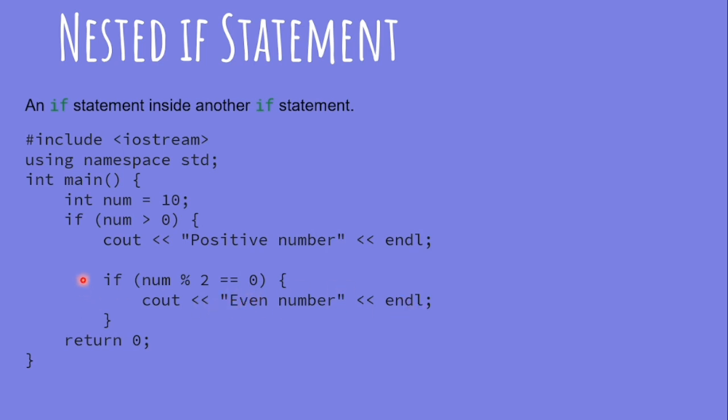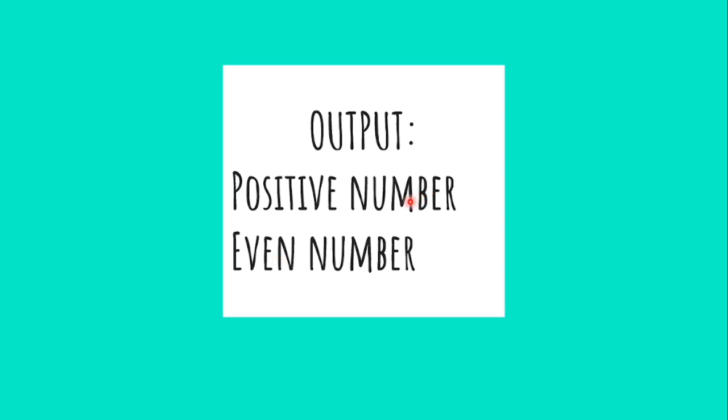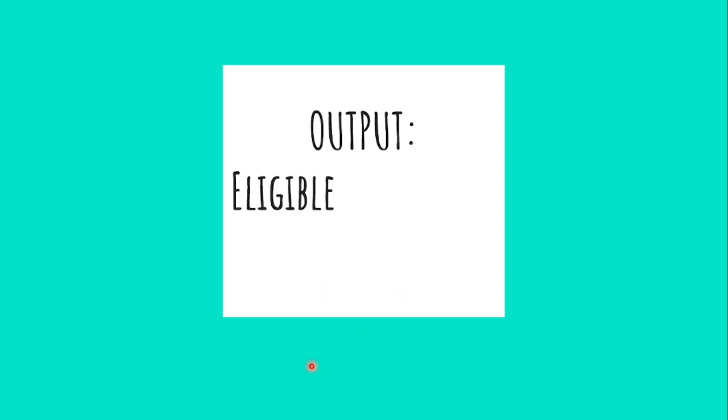In a nested if, the if statement has another if statement inside the if condition. We know that the number is greater than 0, that is a positive number. After this condition is satisfied, we move to another if condition, that is num modulus 2 equal to 0. It means if the modulus of the number 10 with 2 is equal to 0, then this statement should be printed. We know that 10 modulus 2 gives a remainder of 0. So even number is printed here, and the inner if statement is printed on the screen, and the outer if statement is also printed. If you see there, the positive number and even number are printed on the screen.